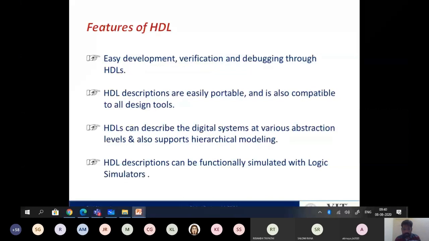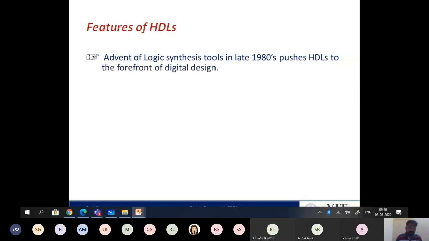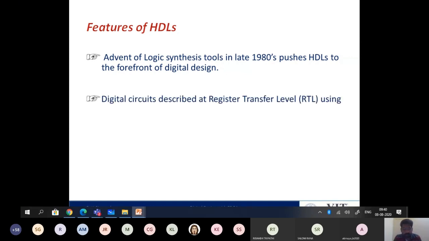Your HDL descriptions can be functionally simulated with a logic simulator, where we use models and a simulator to verify its functionality. Why did this HDL become more important? Because logic synthesis tools in the late 1980s pushed these HDLs to the forefront. That means how effectively a synthesis tool can understand the hardware description language and convert it to the equivalent hardware, right? So that gives the evolution of these HDLs, and digital circuits described at RTL level using HDL can also be synthesized through an automated logic synthesizer tool.